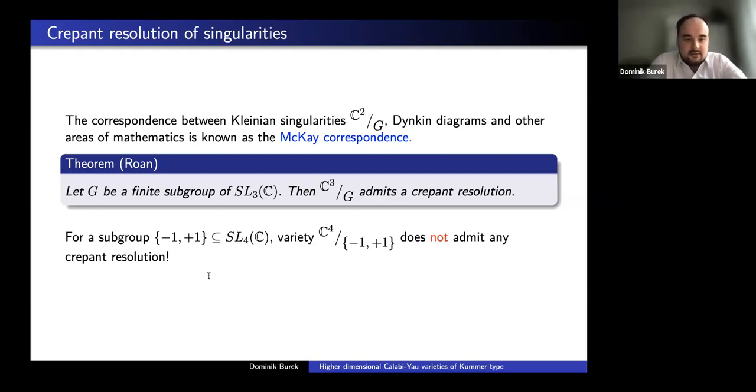Also, what is very beautiful about the two-dimensional and three-dimensional cases is that when we compute the Euler characteristic of the Crepant resolution of C3 over G, this Euler characteristic equals the number of conjugacy classes in G. So it's a beautiful relation. I will come to it soon.